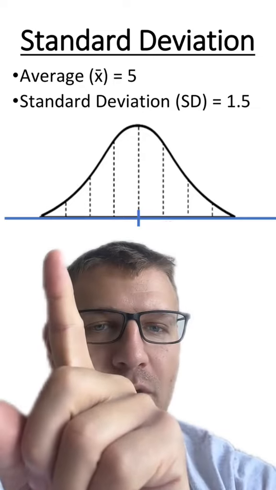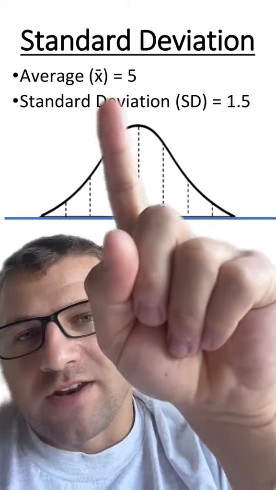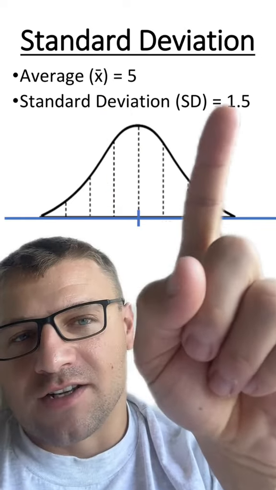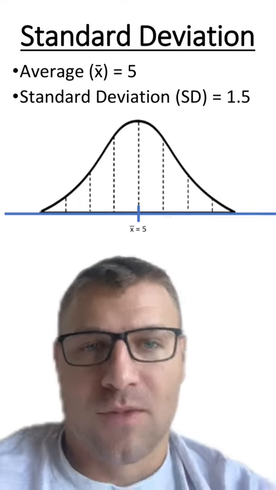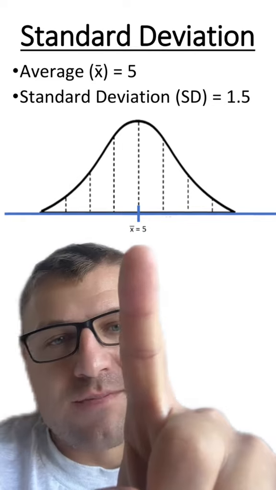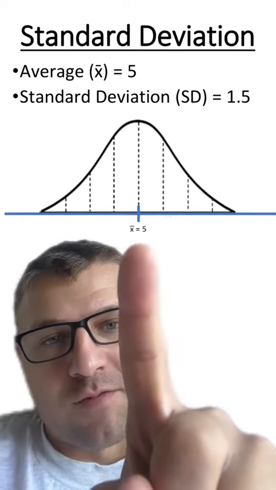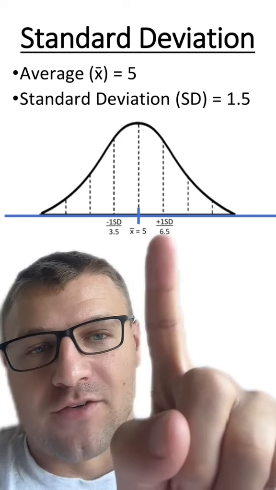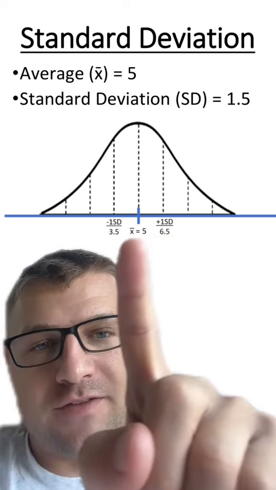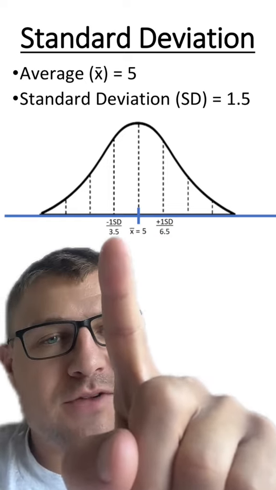In our example, you can see our bell curve. We have an average of 5 and our standard deviation is 1.5. So we have our bell curve. We're going to place the average here in the middle. The average is X bar, remember. We're going to add and subtract 1.5. So adding 1.5 is going to be 6.5 and subtracting 1.5 is going to be 3.5.